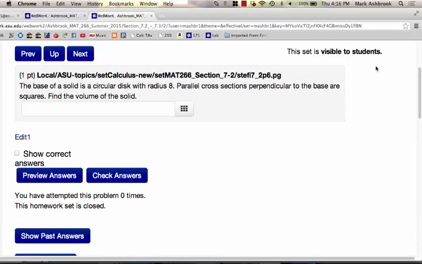Okay, so we got a solid circular disk with radius 8. The easiest one is to make it on the origin. So the disk could be anywhere, but to make the math the most friendly, I'm going to put it there. So what is the equation of this right here? x squared plus y squared equals 8 squared, 64.